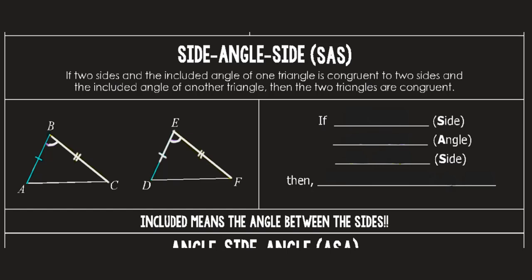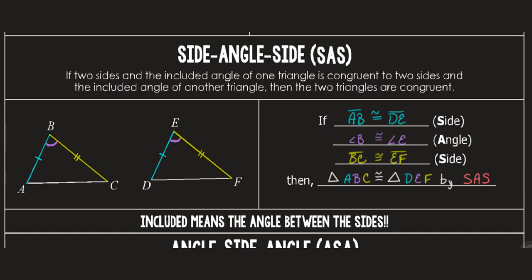AB is congruent to DE. Angle B is congruent to angle E. And side BC is congruent to side EF. Then triangle ABC is congruent to triangle DEF by SAS. Notice that the angle is in between the two sides for each triangle.